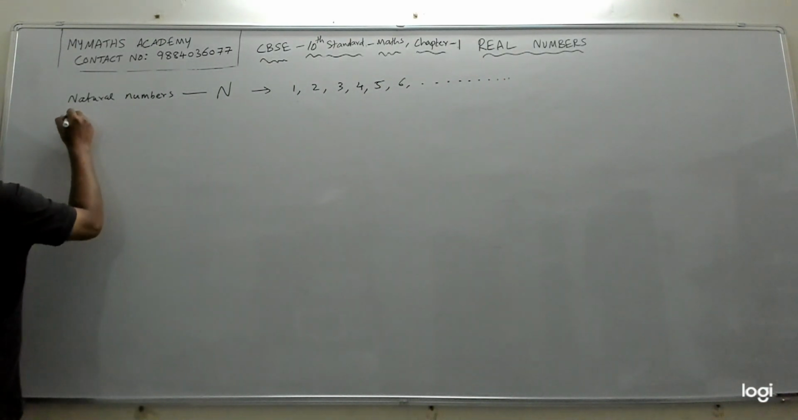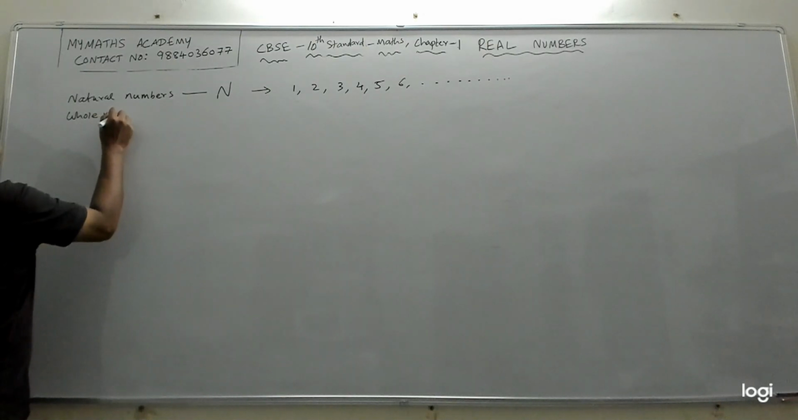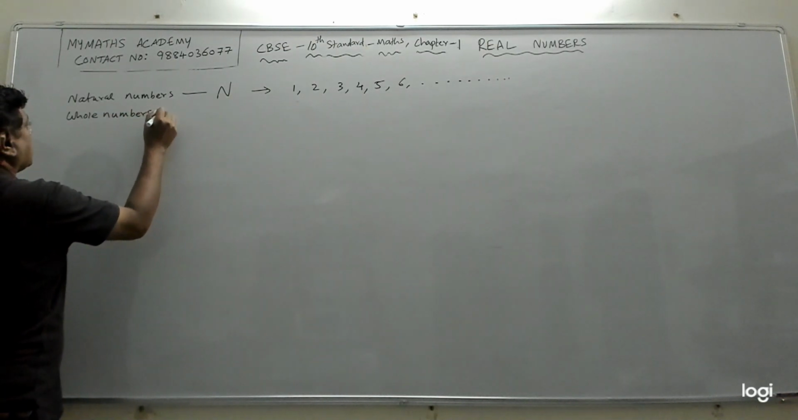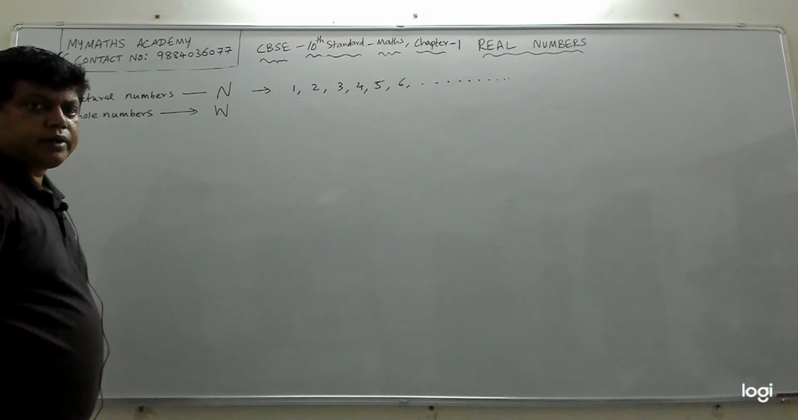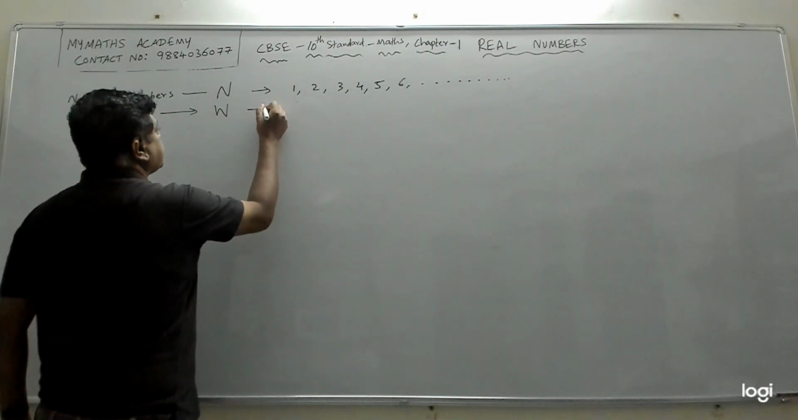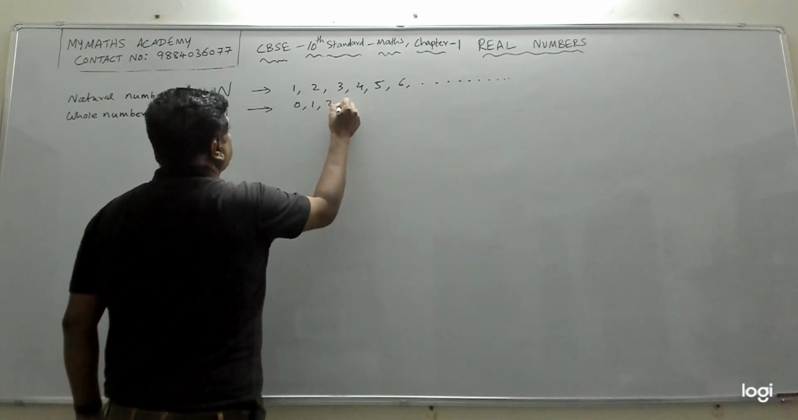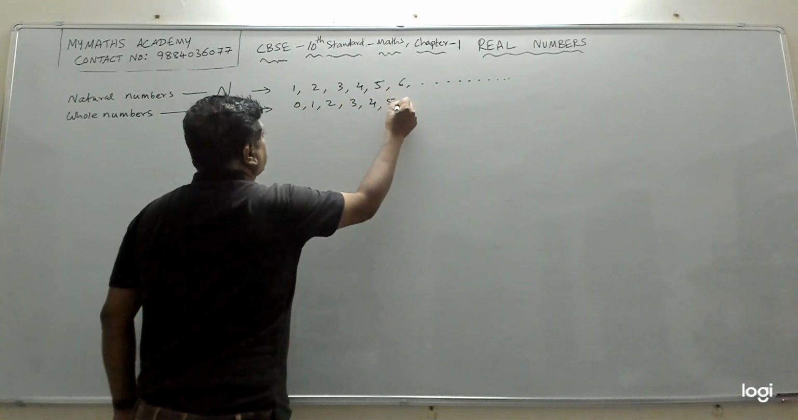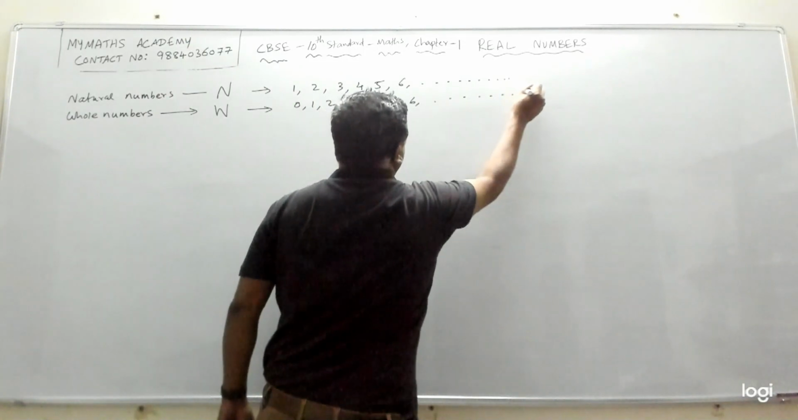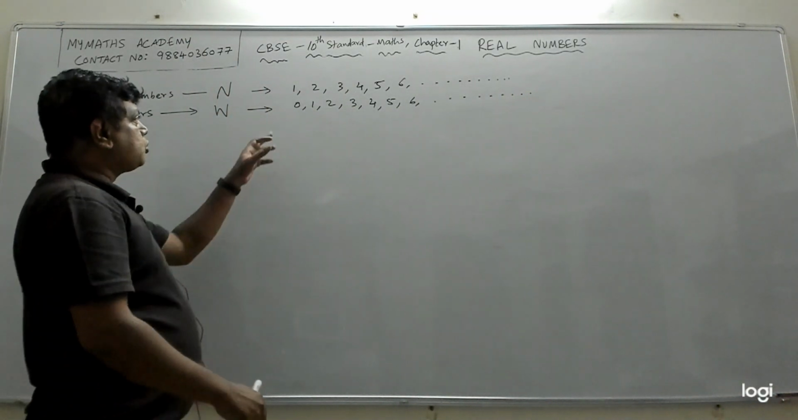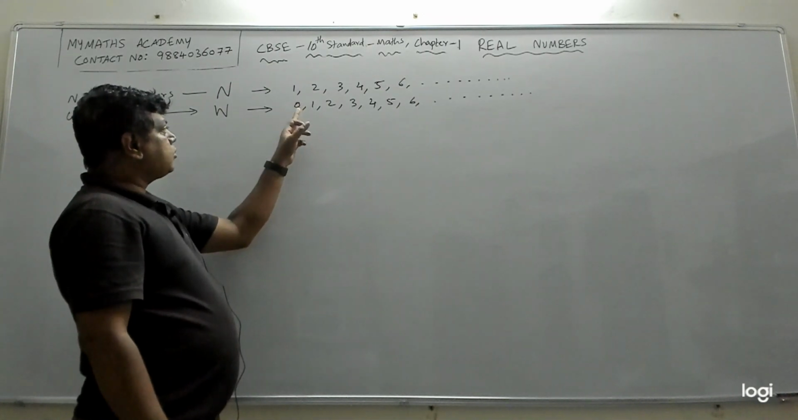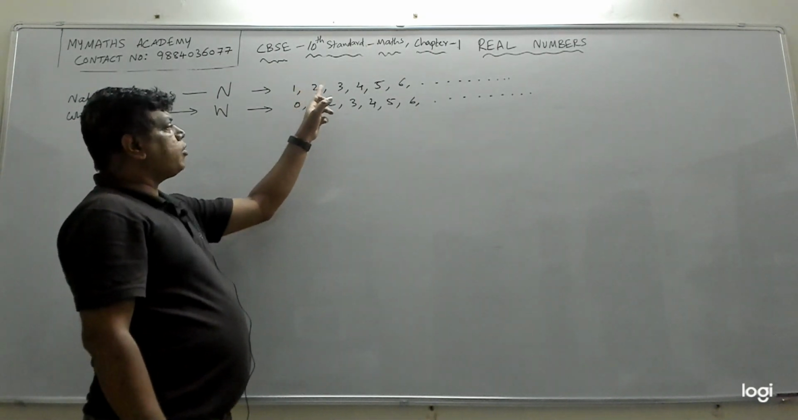The next set of numbers that we have is whole numbers. Whole numbers are denoted by the letter W, and they start from 0, 1, 2, 3, 4, 5, 6, and so on. It keeps on going till infinity. So 0 is a whole number, so it starts from 0, 1, 2, 3. Natural numbers start from 1, 2, 3.